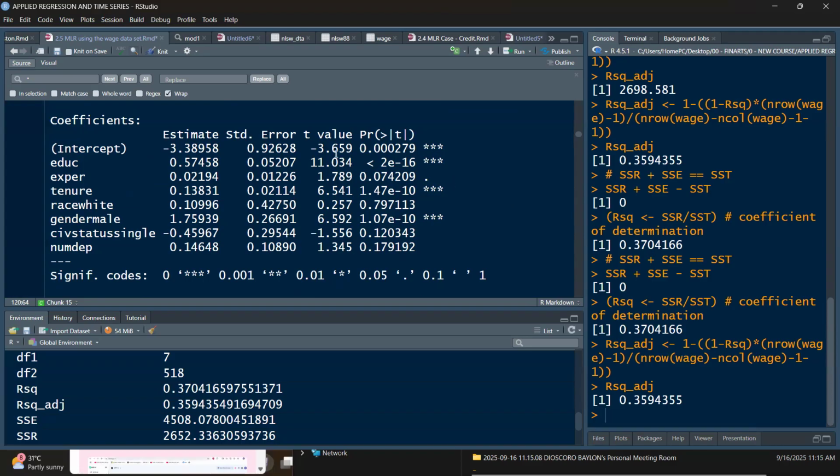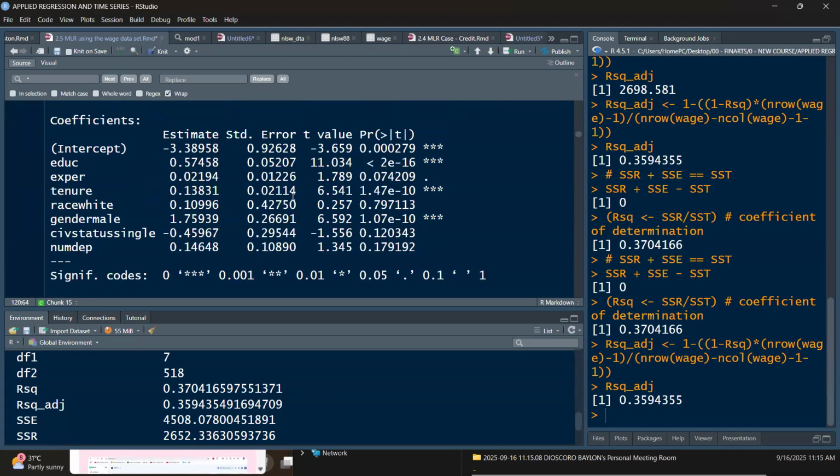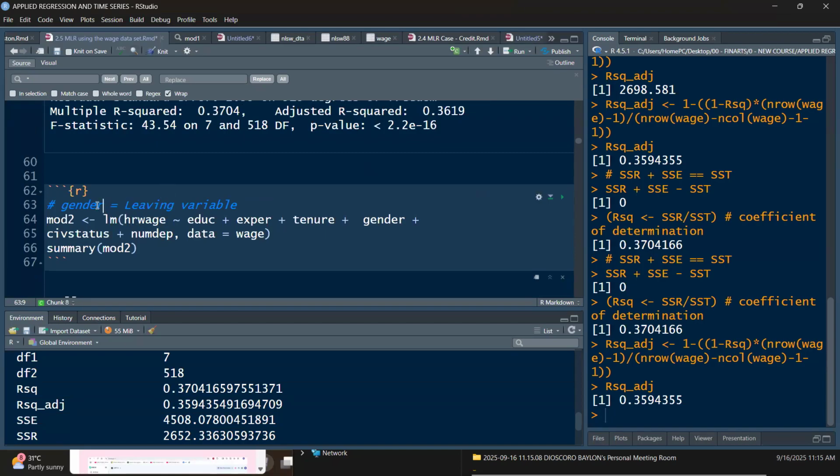Okay, we look at the t values and we choose which is the lowest as far as absolute value of your t value is concerned. And it's race, right? 0.257. Why did I write here gender? This should be race, class. Sorry, this should be race. My apologies. Race is your leaving variable.